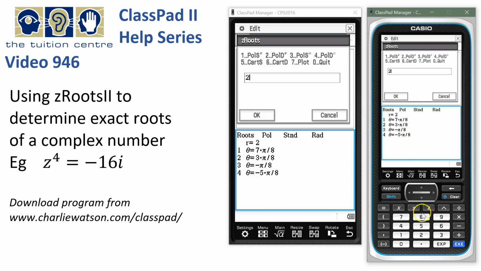Let's try option number 2. Now option 2 is the same, but it's just going to give us these values in decimal rather than standard. So here we go. There they are as decimals. We probably wouldn't use that one a lot.